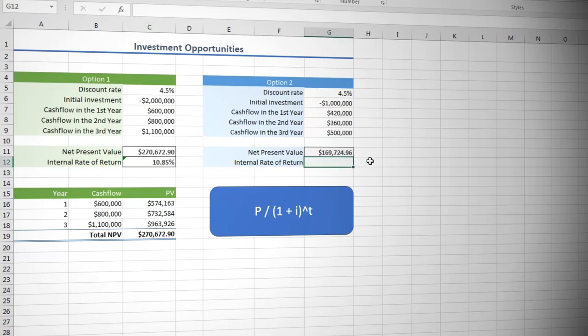So once again, equals IRR, select all your cash flows, and enter. And interestingly enough, you'll see that option 2 actually has a higher internal rate of return and is therefore a better investment option, assuming the cost of capital for both projects are equal. So we've now looked at how we can use Excel's NPV function and IRR function to estimate the rate of growth of different investment opportunities.